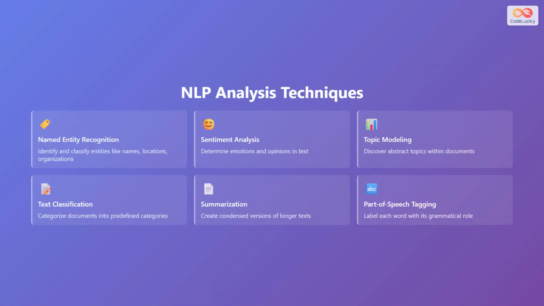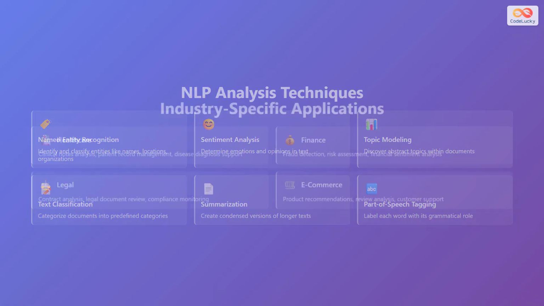Once text is preprocessed, NLP applies various analysis techniques. Named entity recognition identifies and classifies important entities like people's names, locations, and organizations. Sentiment analysis determines emotions and opinions in text. Topic modeling discovers abstract themes within documents. Text classification categorizes documents into predefined categories. Summarization creates condensed versions of longer texts. Part-of-speech tagging labels each word with its grammatical role, like noun, verb, or adjective. These techniques extract meaningful information from language.